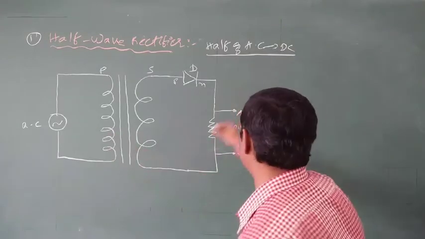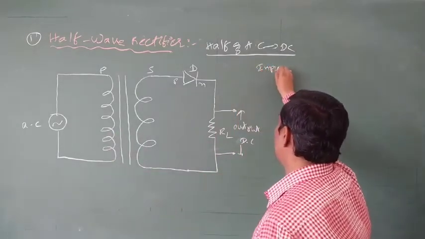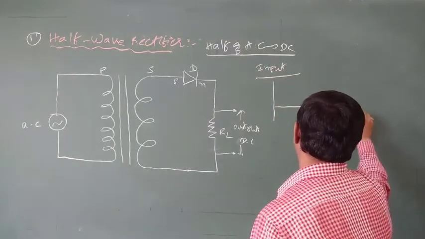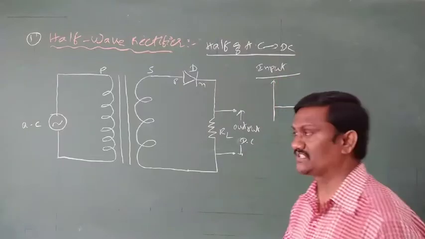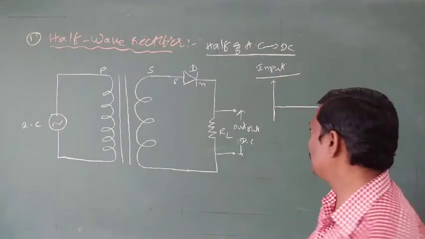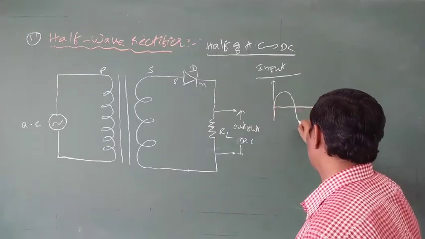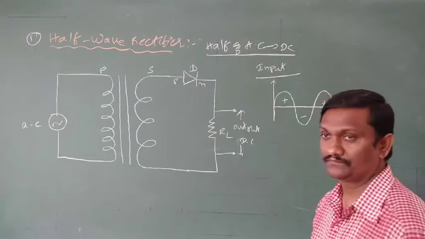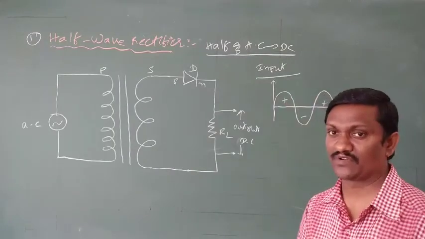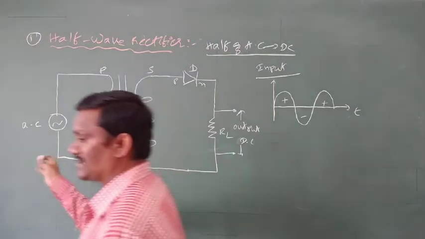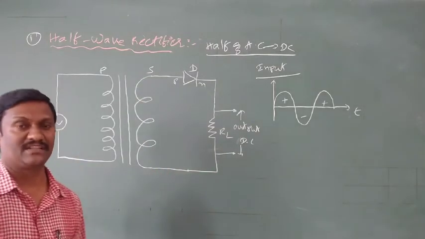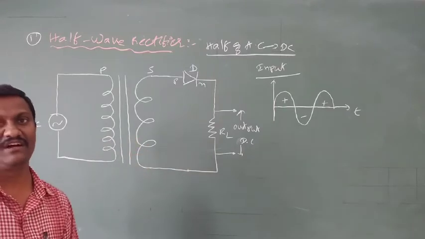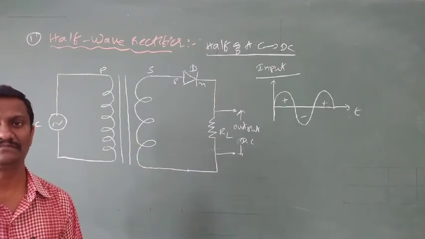And the nature of the input signal. The nature of the input signal is always a variable nature. A variable nature means sinusoidal nature: positive half cycle, negative half cycle, and again positive half cycle. So that is about the nature of the input signal. That input signal is applied across the ends of the AC primary. Now, what is the working of the half wave rectifier?